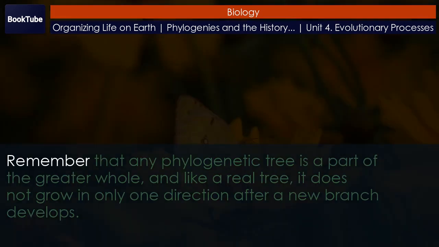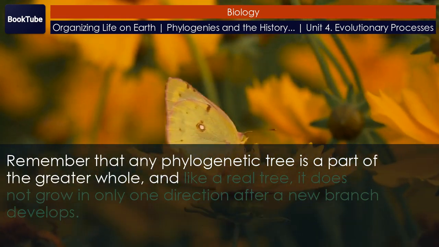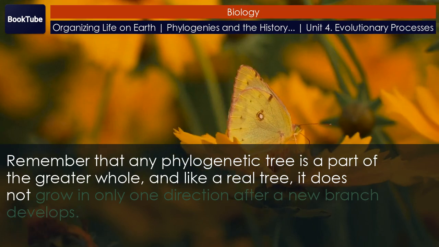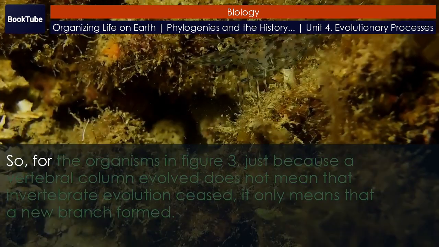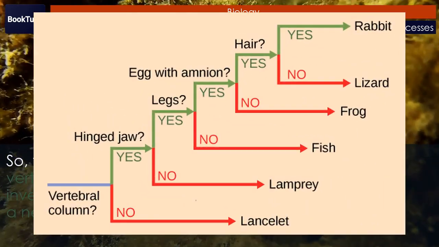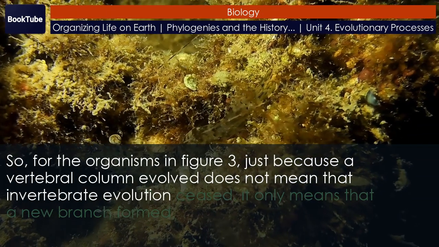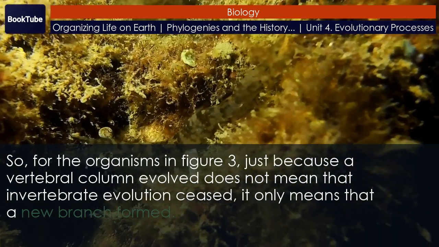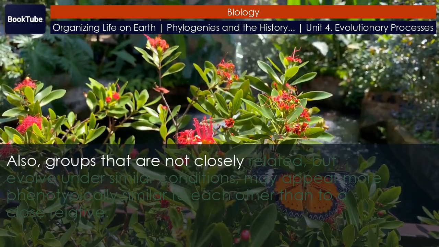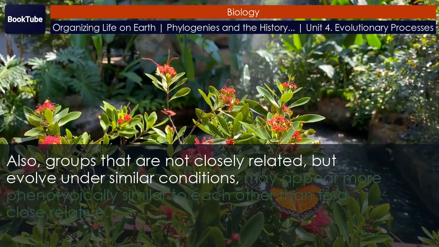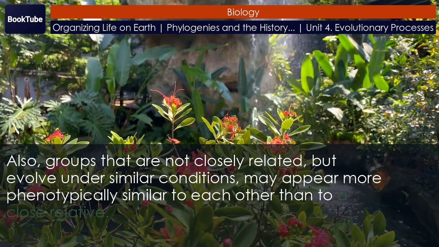Remember that any phylogenetic tree is a part of the greater whole. And like a real tree, it does not grow in only one direction after a new branch develops. So, for the organisms in Figure 3, just because a vertebral column evolved does not mean that invertebrate evolution ceased. It only means that a new branch formed. Also, groups that are not closely related, but evolve under similar conditions, may appear more phenotypically similar to each other than to a close relative.